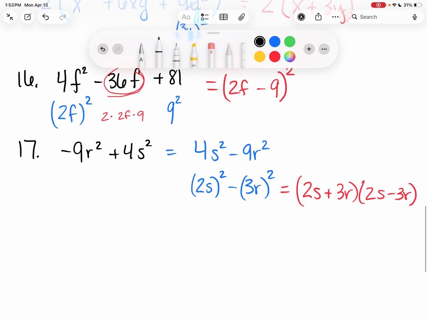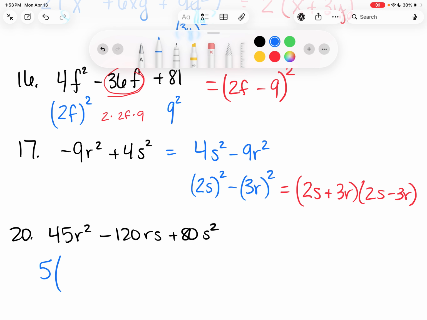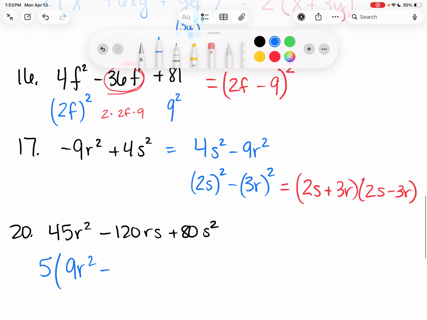20. 45r squared minus 120rs plus 80s squared. What do we think about this one? So, is the first term something squared? No, you need to divide it by 5. I need to at least take out a 5 and see what happens. So if I take out a 5, I'm left with 9r squared minus, is that 80s?